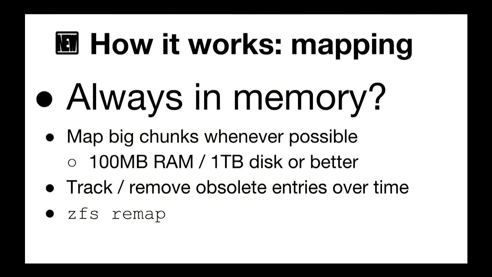And then the next thing that we do to reduce this is we track and remove obsolete entries over time. So let's take that previous entry where we had five allocated regions with holes between them. We map them over here. We can keep track of when, for example, if all this data is freed, then we know that mapping isn't useful anymore. So we can remove the mapping from our table.